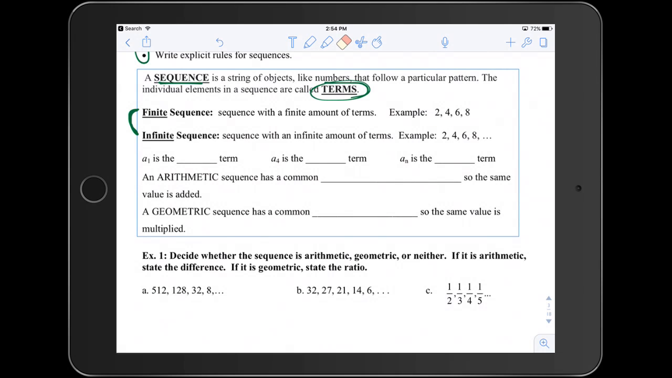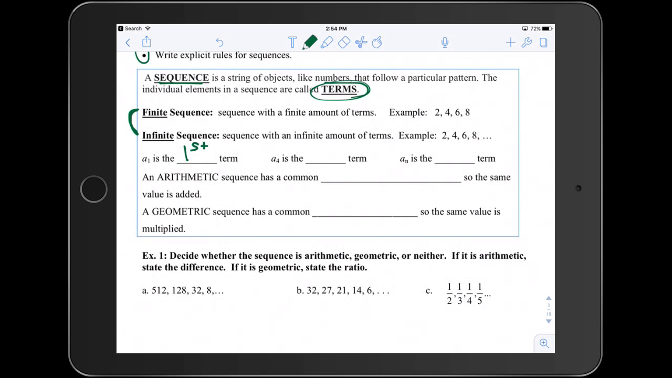The one right below it, which we call an infinite sequence, is a sequence with an infinite amount of terms, which just means the sequence doesn't end. It goes on forever. So 2, 4, 6, 8, comma, dot, dot, dot implies that it goes on forever with that same pattern. Down here, it says a sub 1 is the blank term. Folks, if you see a sub 1, and that is a subscript, that is going to be the first term.